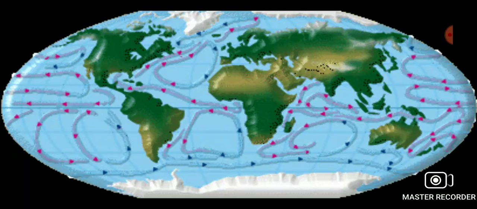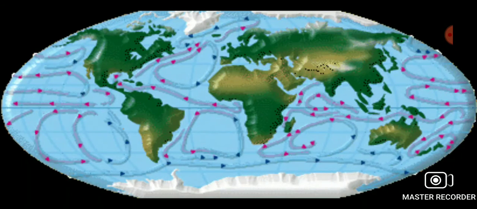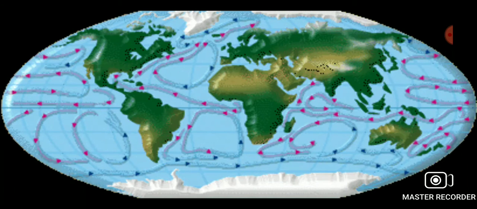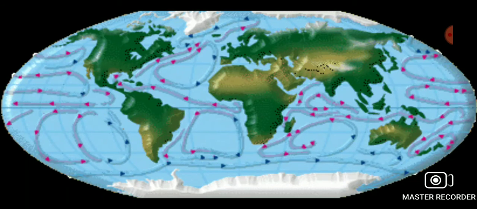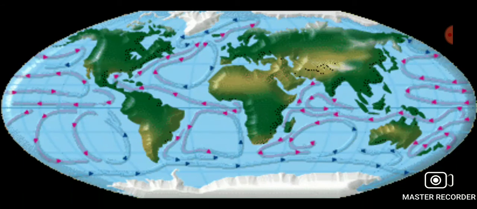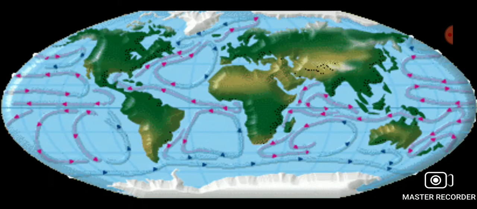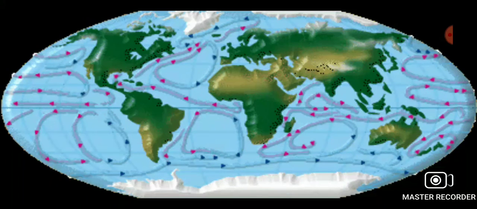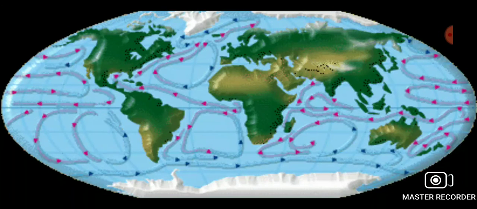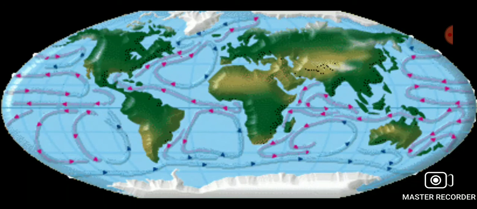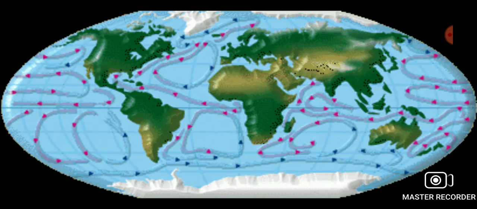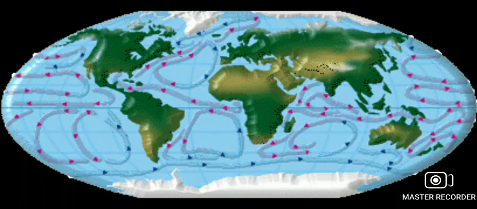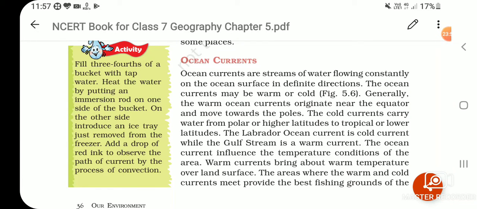The ocean currents influence the temperature conditions of the area. Warm currents bring about warm temperature over land surface, and the area where the warm and cold currents meet provides the best fishing ground of the world. Seas around Japan and the eastern coast of North America are such examples. The area where a warm and cold current meet also experiences foggy weather, making navigation difficult. So this is the ocean current.